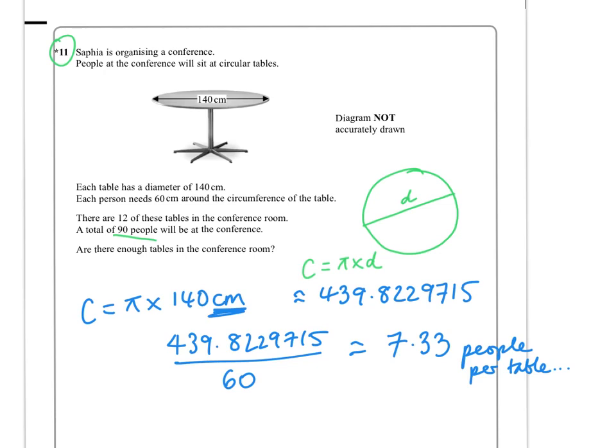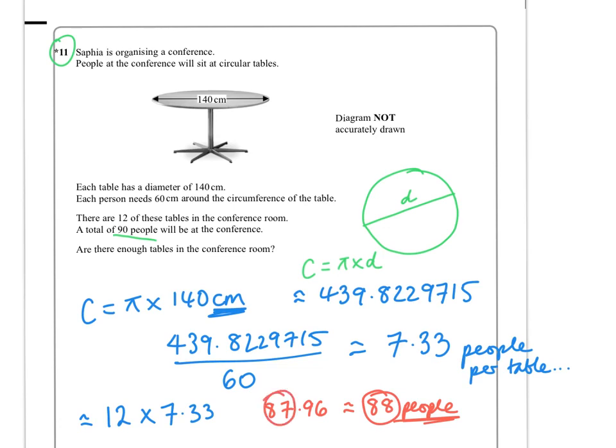So if we then had 12 tables at 7.33 people approximately, you work that out on your calculator again, which is where calculators can be very useful in these types of problems. We would get 87.96, which is roughly 88 people. My logic tells me they're not strictly going to have 60 centimetres around the circumference of the table, but we've got to go with that. So we're hovering around the 88 mark.